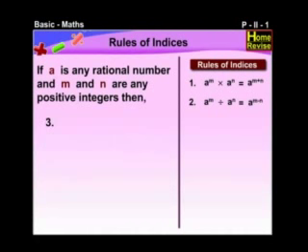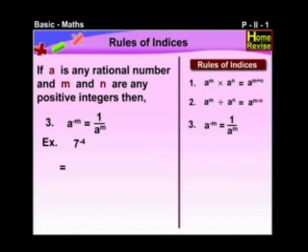Third rule of indices: A raised to minus M is equal to 1 upon A raised to M. Take one example. 7 raised to minus 4. Now here 7 is the base and minus 4 is the index. That is equal to 1 upon 7 raised to plus 4. That is, minus becomes plus.